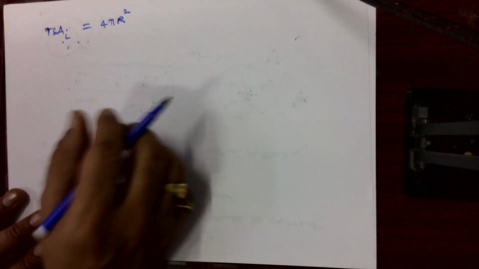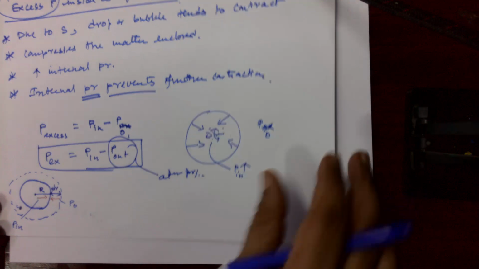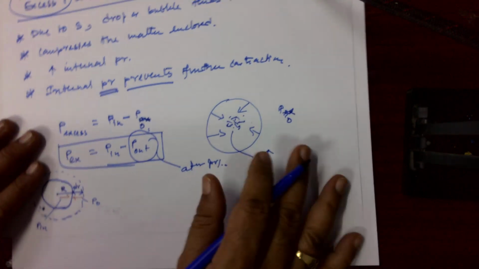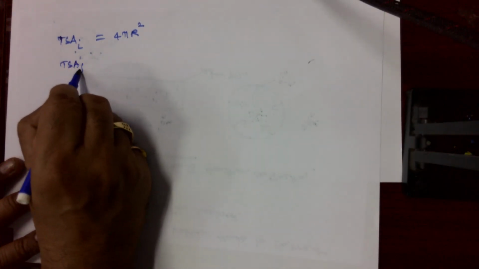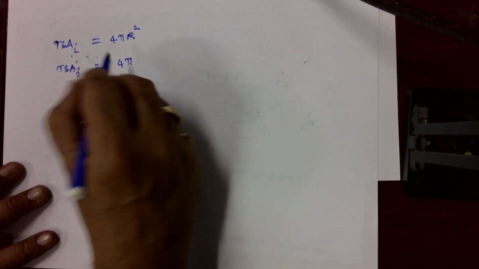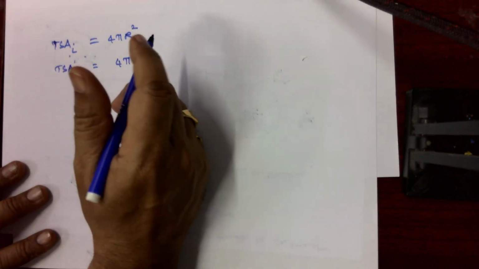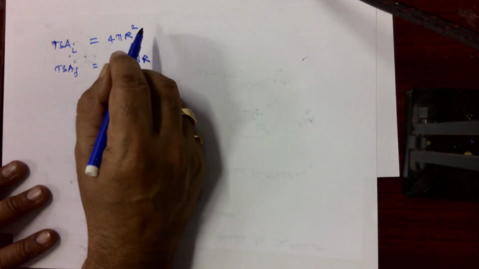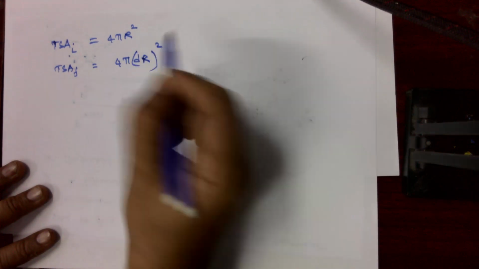Okay. Now the final surface area. Final surface area means now there is a decrease of dr, so I have to put dr. Okay, so this is the final surface. So TSA initial and TSA final. 4 pi dr squared. Do you understand this? The change in the volume. So dr squared, you can put dr squared.